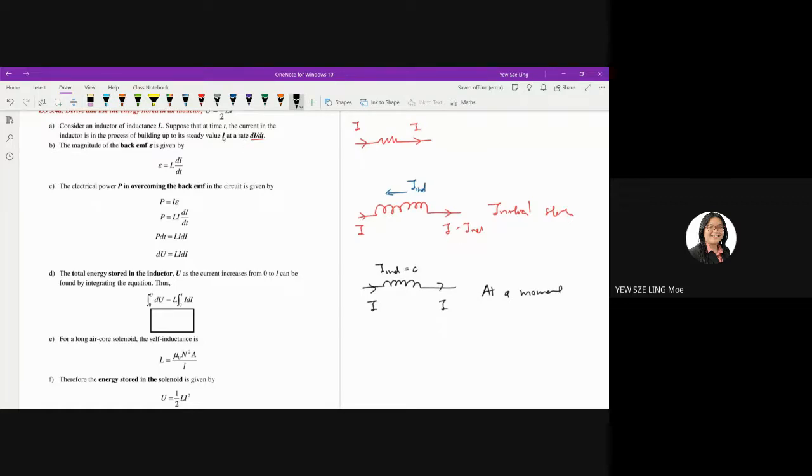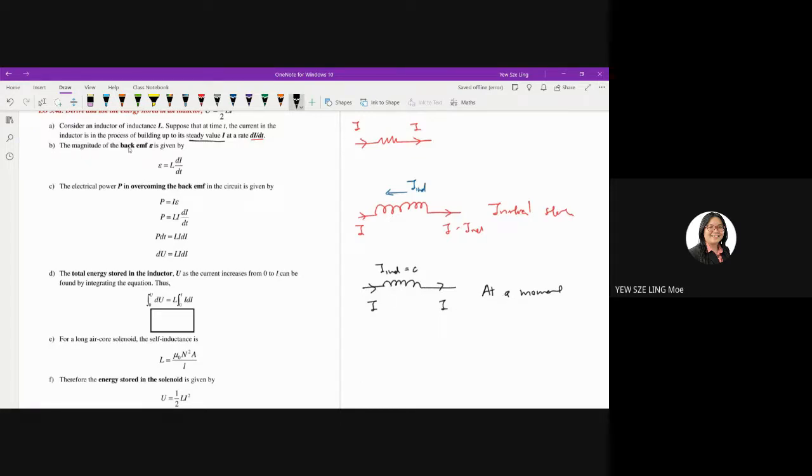There is a slight difference. That's why in this statement here, it says the current in the inductor is in the process of building up to its steady value. So initially, it is not equal to I yet. It will be equal to I when it has become a constant value, after a period of time.